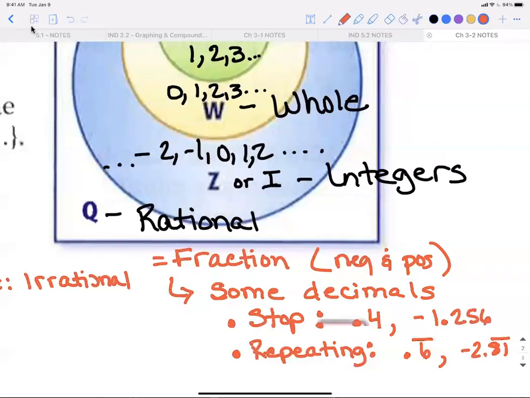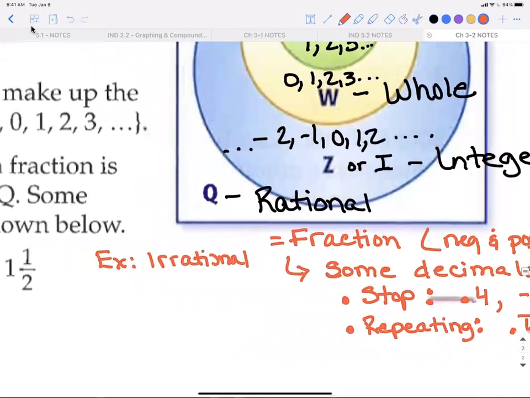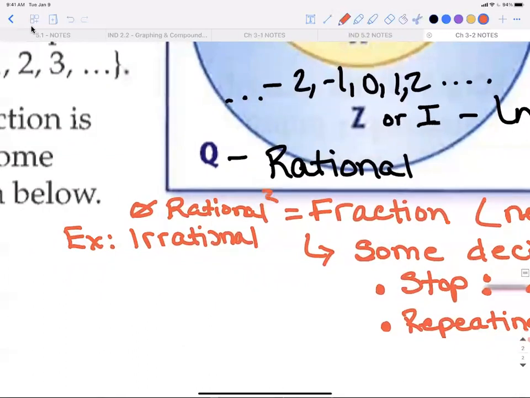What is not included, and I want you to make a note of this, not included, so not rational, those are called irrational, okay? So go ahead and write: not in the rational column are irrational numbers, and I'm going to give you some examples of irrational numbers.